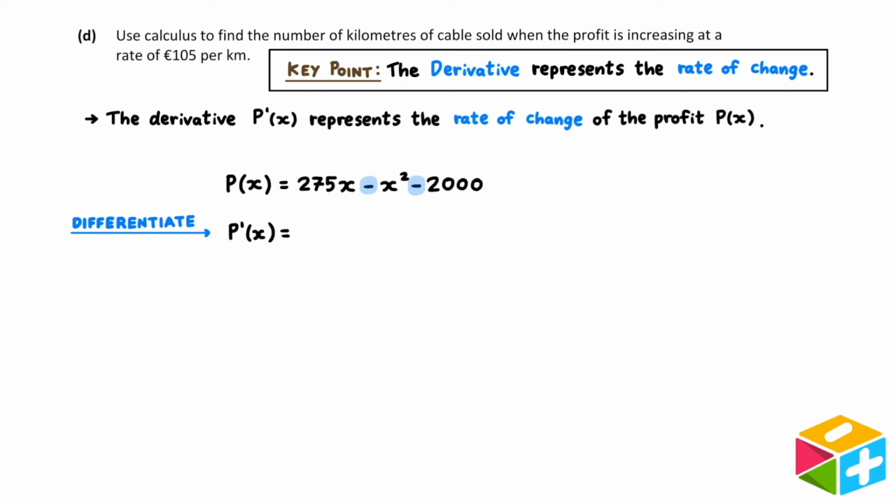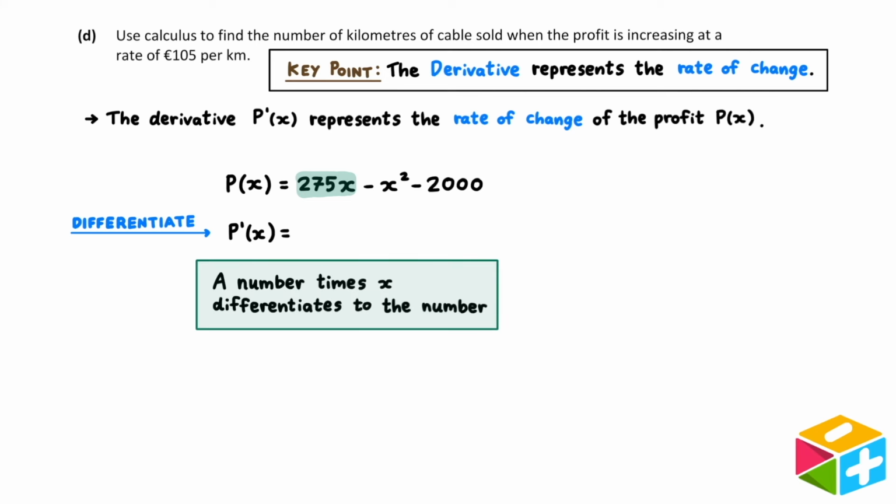When it comes to differentiation, if we're adding or subtracting terms, then each term should be differentiated individually. Let's start with the 275x. There's a useful differentiation fact which says that a number times x differentiates to the number. So 275x will differentiate to 275.